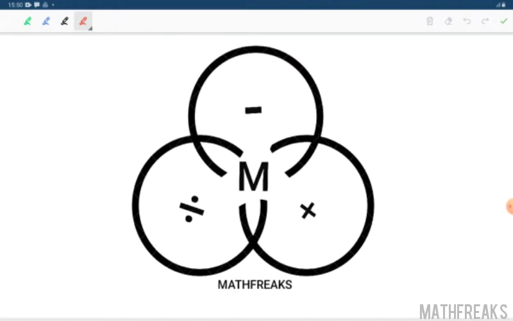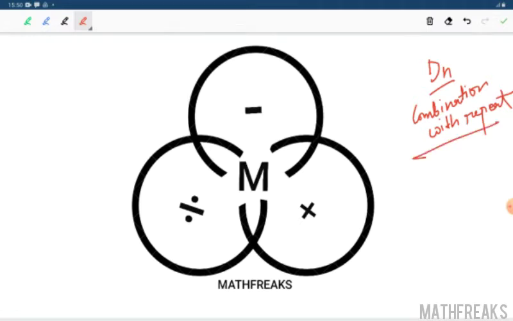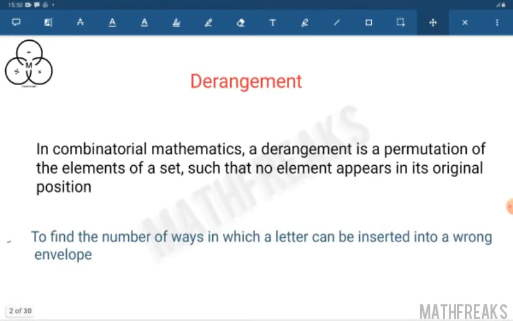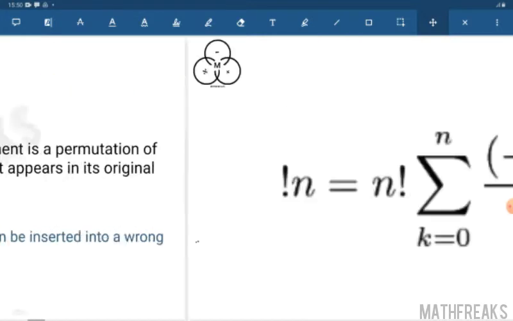So today we'll be discussing three topics: derangement, combination with repetition allowed, and another topic is circular permutation. Derangement is one of the most important topics, I guess, because this is a new topic and nowadays it's used.